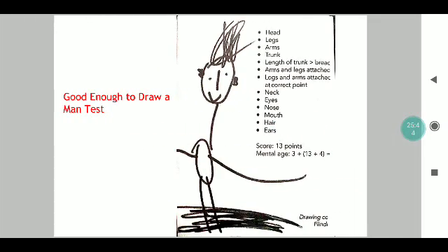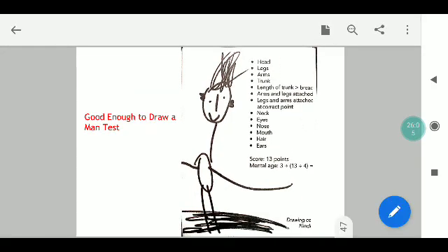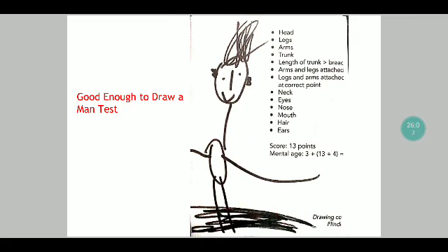Now, the Good Enough Draw a Man test is administered for slightly elder children, wherein each of the following points is checked to see whether the child is able to draw head, legs, arms, whether the child understands that there's a trunk, the trunk is larger than the breech, the arms and legs are attached to the body, whether there is a neck, eyes, nose, mouth, hair and ears, etc. If you count each of these, there are 13 components.